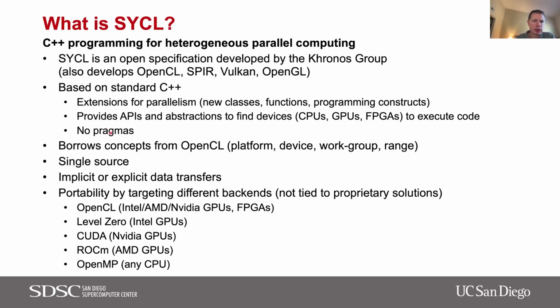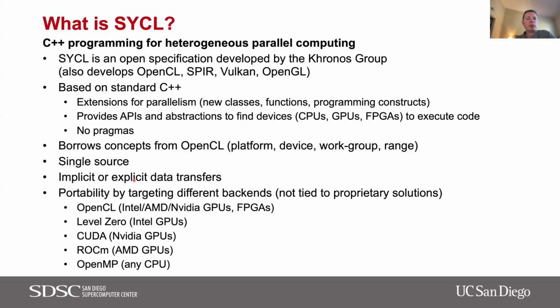And the thing is, it's all C++, so there are no pragmas. It does borrow some concepts from OpenCL, like a platform, a device, work group, and range. So the language is a little bit different from CUDA and HIP, but it all maps basically to similar concepts. Like I said before, you have a single source code. It's a single source C++. It supports implicit or explicit data transfers. When I say data transfers, I mean transferring data between, if you're used to CUDA or HIP, host and device memory, so between the different devices that you're working with.